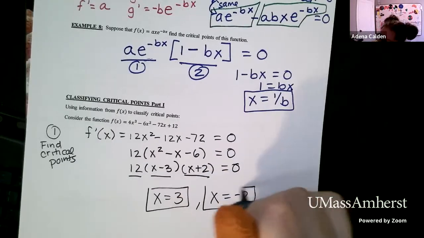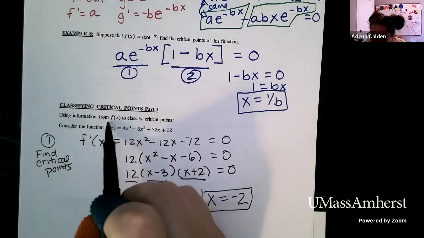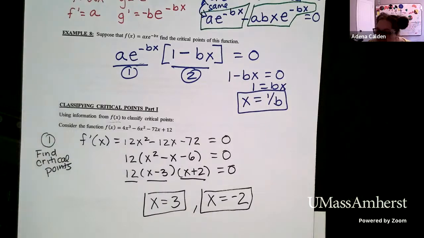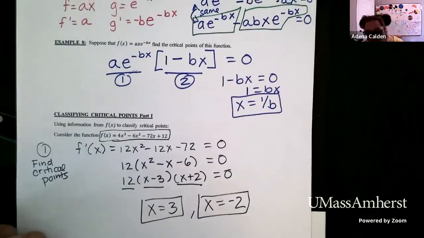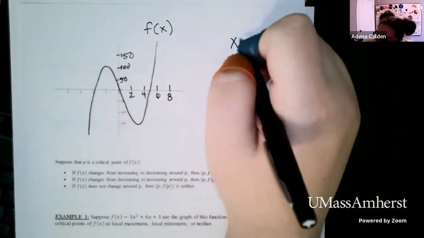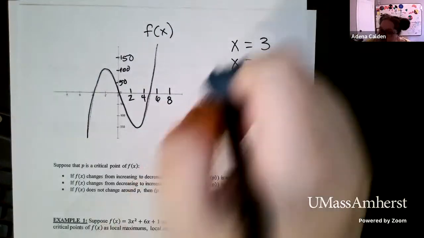Now, the first test we have about classifying critical points is how do we classify them if we have information about the original function, so about f of x. When we say information about the original function, it's typically a graph. So if we have the graph of the function, how do we classify the critical points? Well, let's look at the graph. So f of x looks like this, and we said our critical points happen at x equals 3 and x equals -2. These were our critical points.